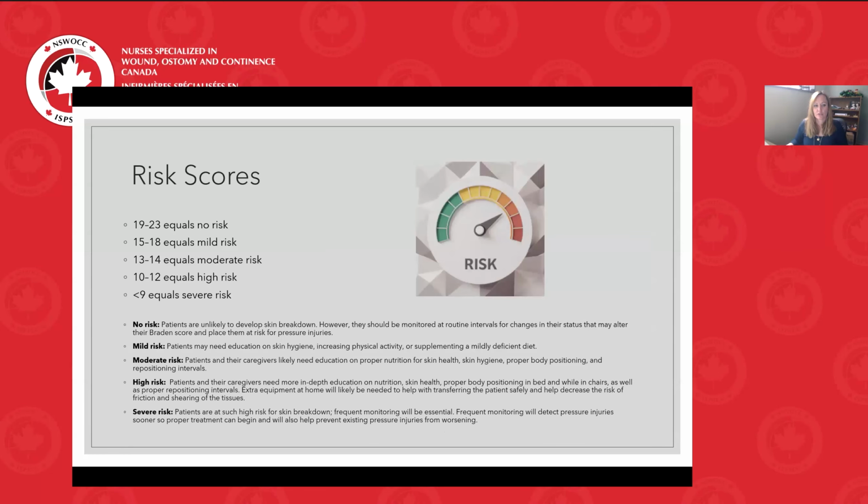So when we look at overall risk scores, a patient that is a 19 to 23, those are no risk. We have 15 to 18 equals mild risk, 10 to 12 equals high risk, and less than 9 equals severe risk. But like I said, with this overall score, we need to take into consideration the patient themselves and our assessment. Because you can have a patient who is a quadriplegic, but they might score a 17, 18 on the overall score. But we know that they're at higher risk for the development of a pressure injury due to their neurological status.